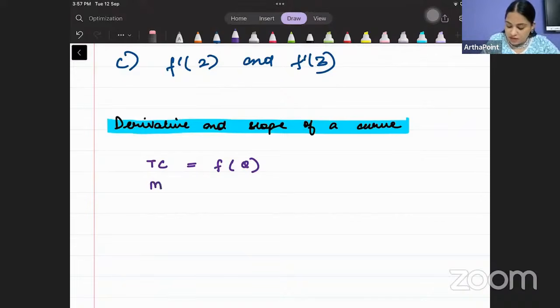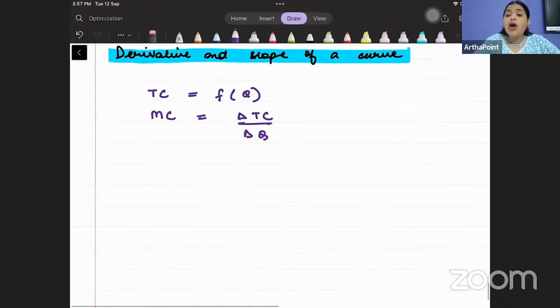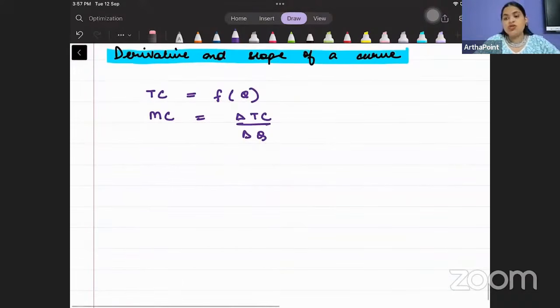From here, we can define marginal cost. And what is marginal cost, beta? How total cost changes as output changes. So if I change my output by a very small amount, how will the total cost change? That is called marginal cost.